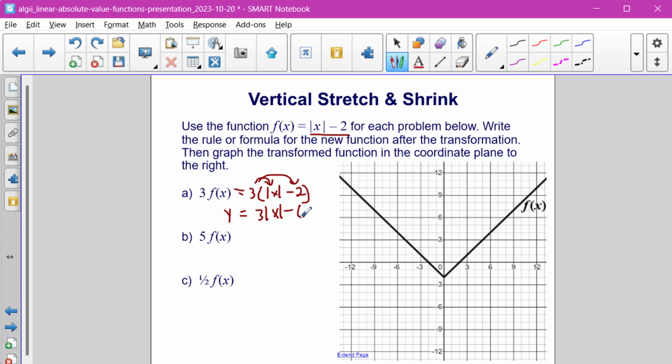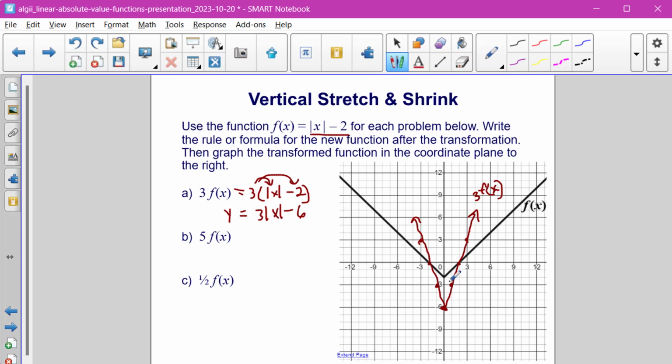So therefore, one of our points that we're going to graph is the point 0, negative 6. And then instead of having the initial slope of positive 1 and negative 1, we're now going to have a slope of positive 3 and negative 3. So this is 3 times f of x, this red graph that we have.